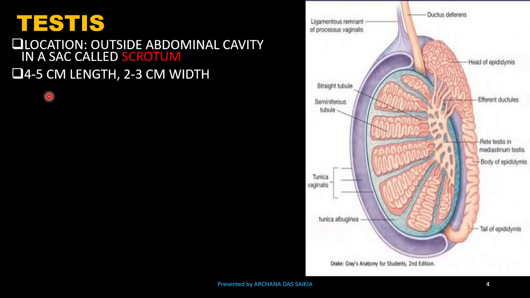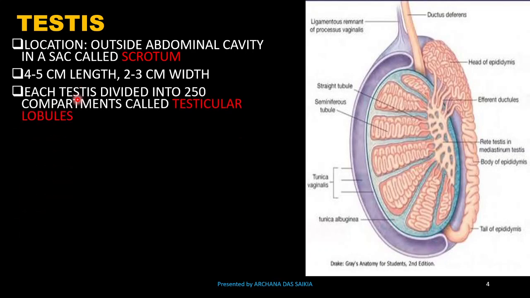Its dimensions are 4.5 cm in length and 2 to 3 cm in width. This is the average size. Each testis is divided into 250 compartments called testicular lobules. Here you can see these are the lobules, the chambers, the compartments. Of course only a few have been shown, but each testis is divided into 250 of them. So for 2 testes, there will be 500 such compartments.